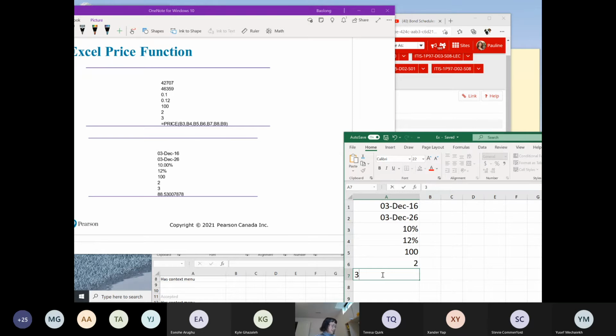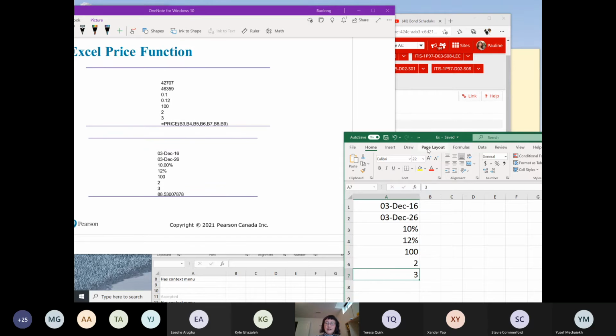Base means it depends on how many days in a year. Okay, let me double check the base. So 3 means actual, 365 days. It means 1 year has 365 days.